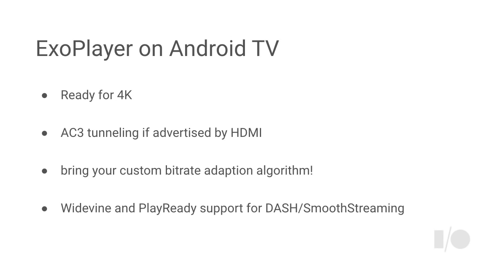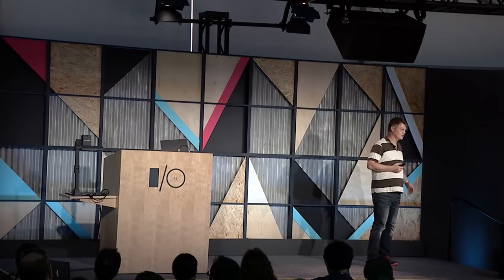And in the end, ExoPlayer is also ready for content protection. Android TV does not only support Widevine, it also supports PlayReady. And with ExoPlayer, you can use Widevine or PlayReady for both DASH and Smooth Streaming. In fact, ExoPlayer supports Common Encryption, which includes support for those products available on Android TV.